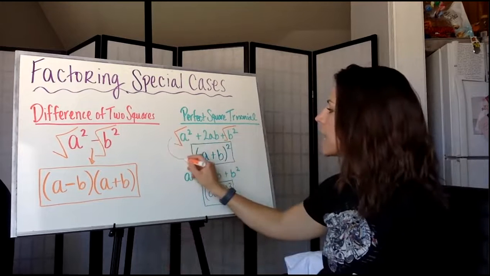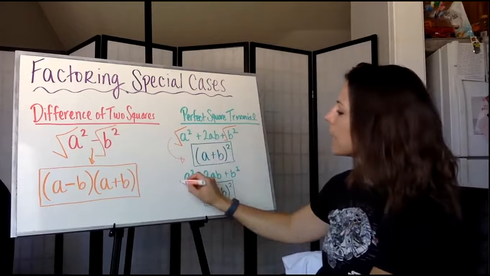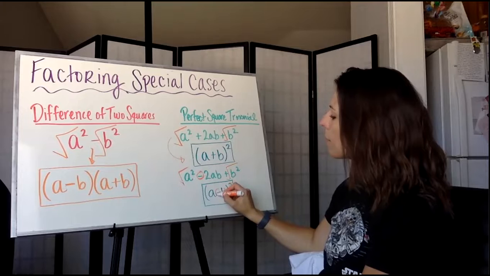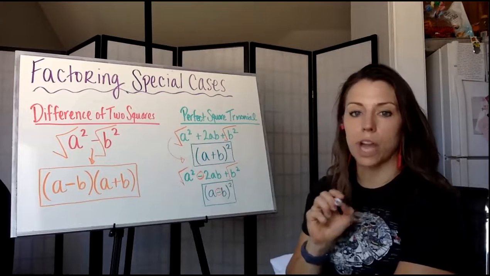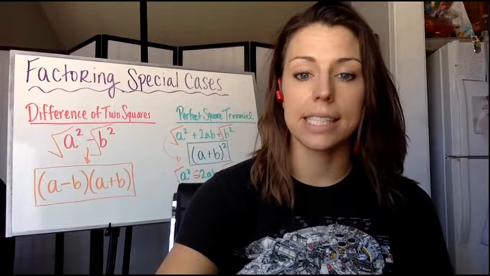If that's the case, it ends up factoring into a binomial squared. Same thing here. The only difference with this one is that it is subtraction, so my binomial ends up with subtraction. So we're going to look at a couple of examples using a worksheet practice.